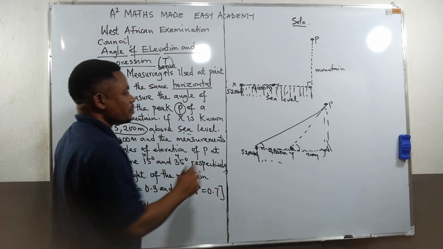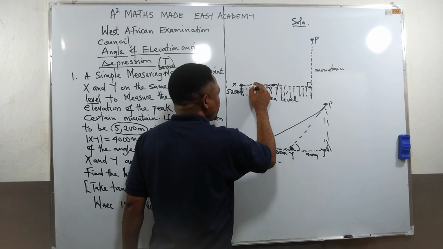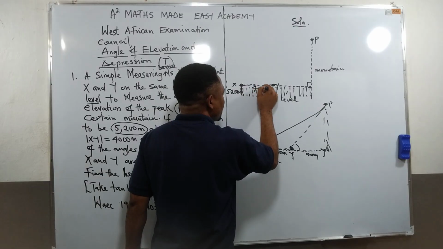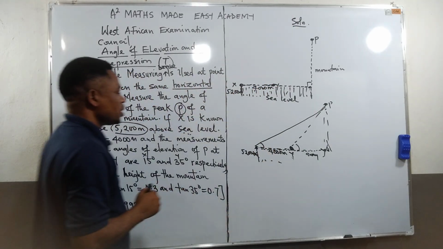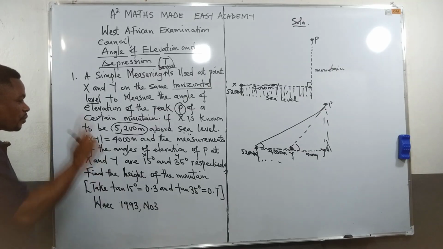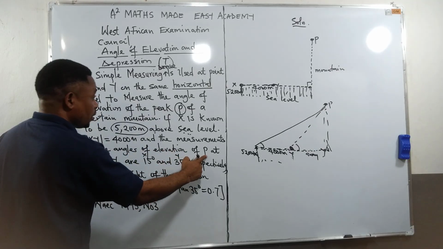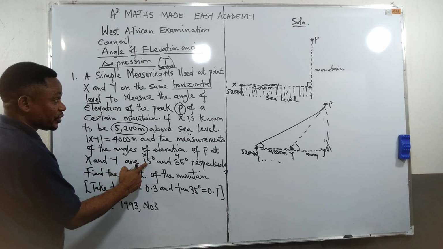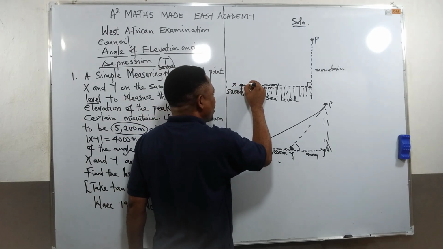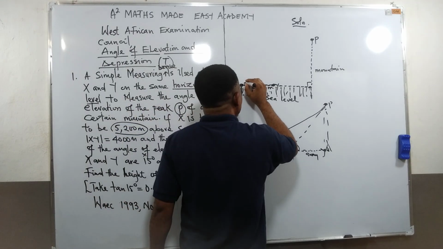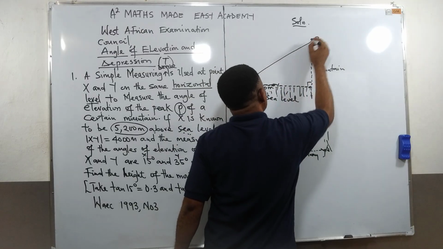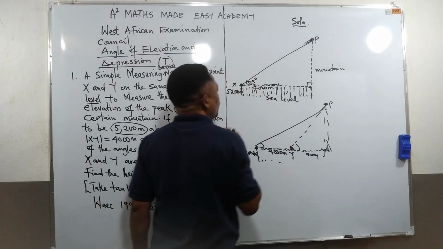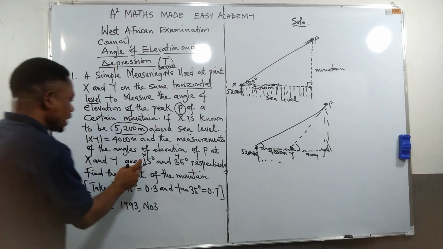Now let's move on. Remember, from this point X to this point Y is already given as 4,000 meters. Now let's push on. The question is this. From the peak of the mountain P, the angle of elevation at X is 15 degrees. So this man at point X observes from here and stops, and the angle to the peak of the mountain is 15 degrees.